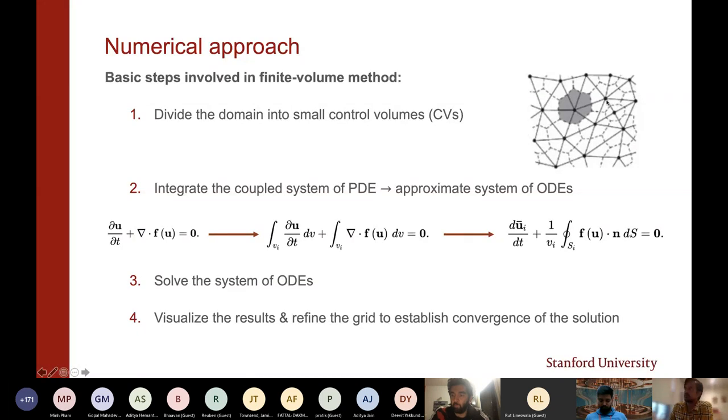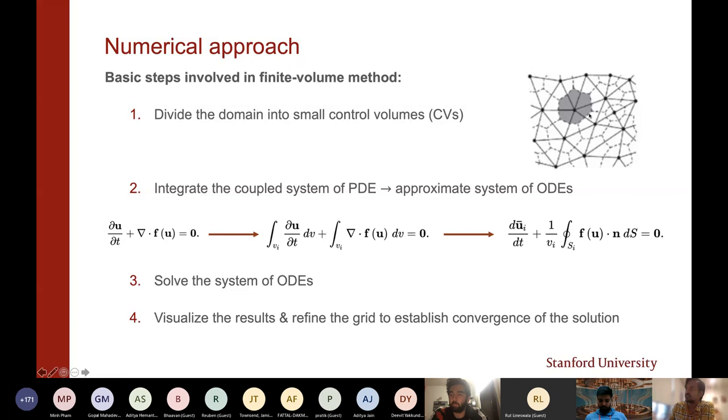And you store the quantities of interest at these locations. The next step is to integrate the system. So if this is your generic coupled system of equations with a quantity of interest U and the divergence of some flux quantity, you integrate the system within each of these control volumes. And you're storing these quantities here at this point.